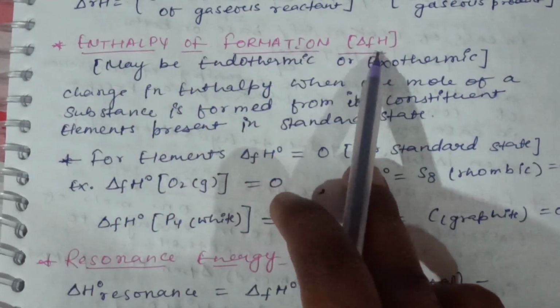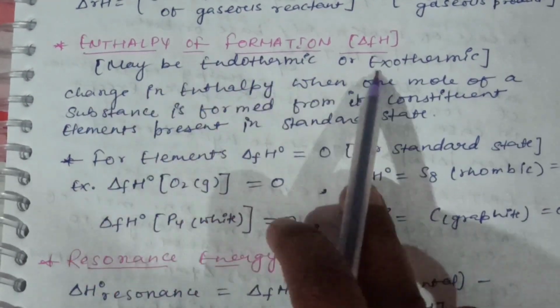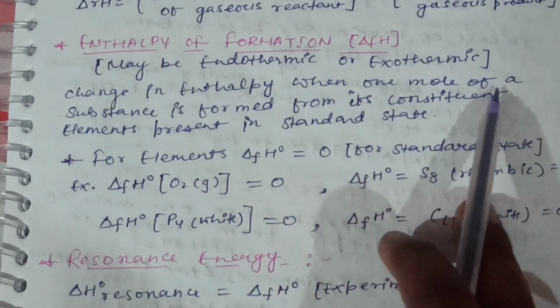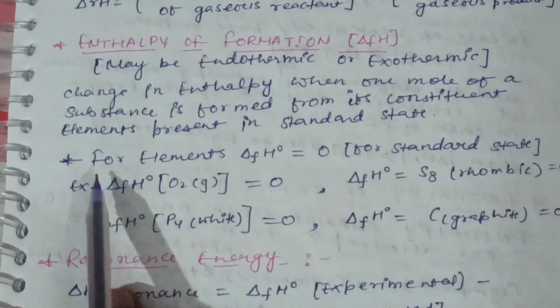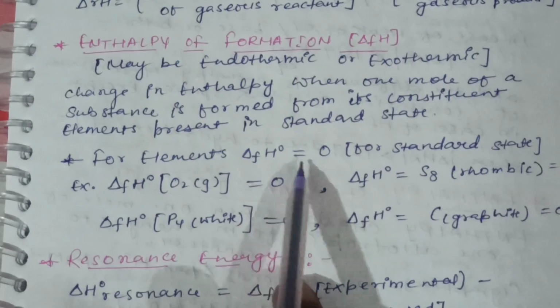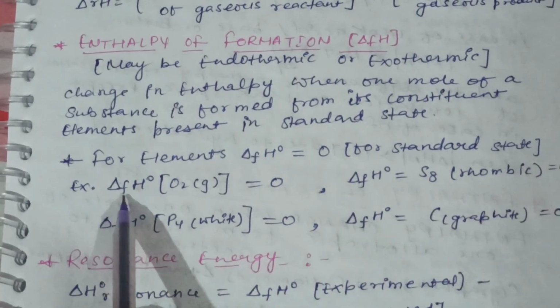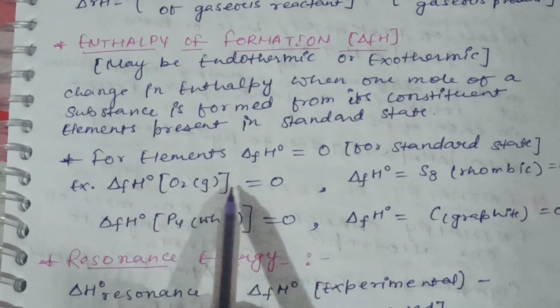Enthalpy of formation, ΔfH, may be endothermic or exothermic. It is the change in enthalpy when 1 mole of a substance is formed from its constituent elements present in the standard state. For elements, ΔfH° is equal to 0. For a standard state, ΔfH° of O2(g) is equal to 0.